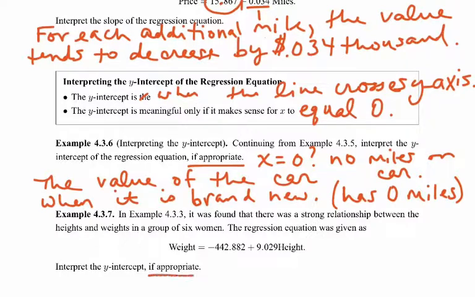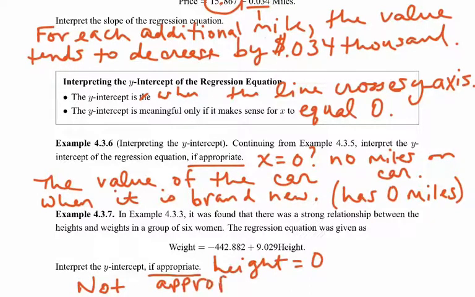So if appropriate is really the key thing here. Is it appropriate? What does that mean? That the height would have to equal 0. Does it make sense for somebody to have a height of 0? And the answer is no. It's not appropriate in this case. So not appropriate since the height can't equal 0.